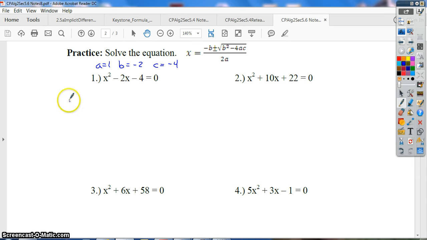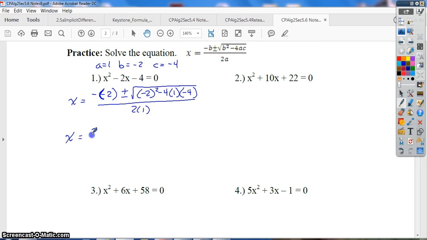And now I'm straight plugging in. So I got negative of negative 2, plus or minus the square root of negative 2 squared minus 4 times A times C, all over 2 times 1. So really we're going to put those two negatives together, so we have positive 2. Negative 2 squared is 4, and this is going to be 16, all over 2.